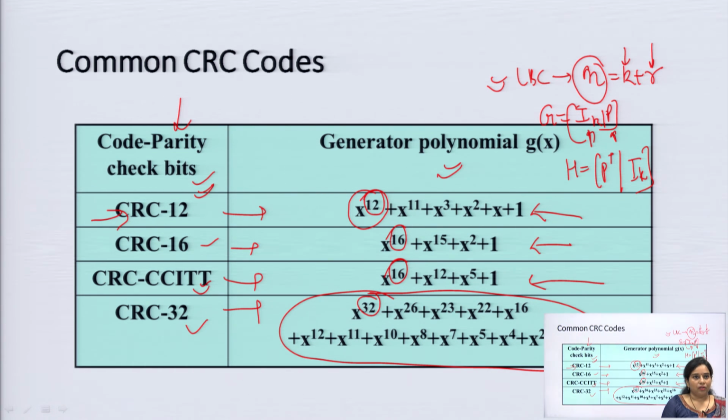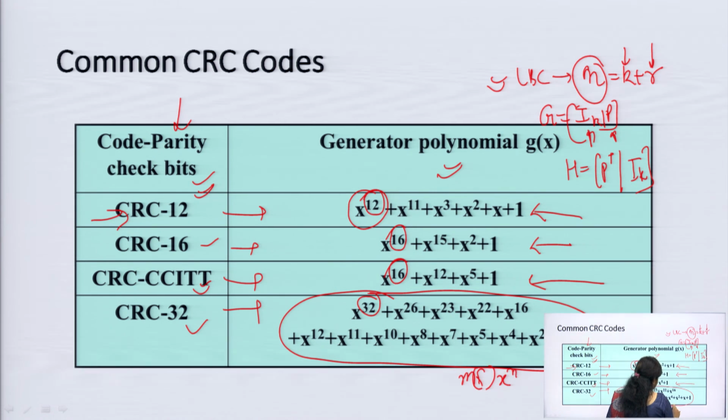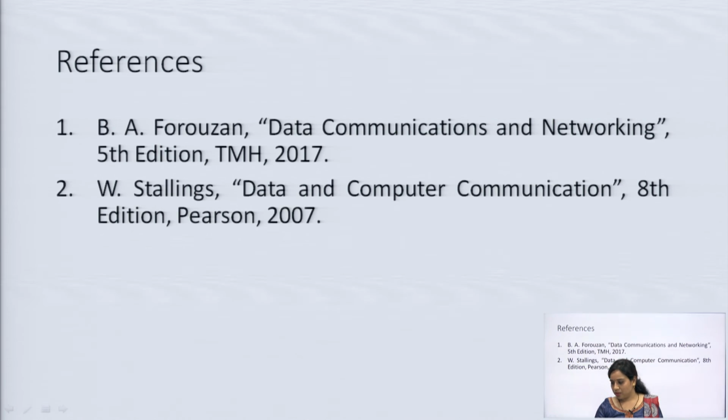Another very important point that you have to consider: whenever you divide the message m(x) multiplied by x to the power n minus k by the generator polynomial g(x), then you have a valid polynomial, and if the remainder is equal to 0, then you can say that no error has taken place. So, this is about the CRC coding.